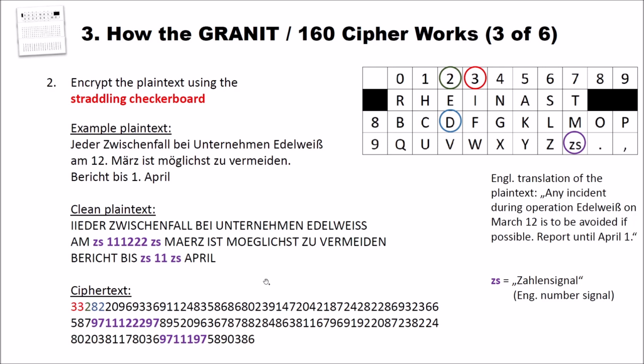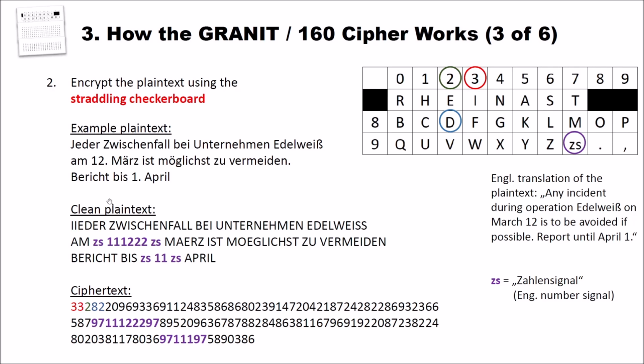Let's encrypt an example plaintext using the straddling checkerboard. And our example plaintext is: Jeder Zwischenfall bei Unternehmen Edelweiss am 12. März ist möglichst zu vermeiden. Bericht bis 1. April. The English translation here is: Any incident during Operation Edelweiss on March 12 is to be avoided if possible. Report until April the 1st.